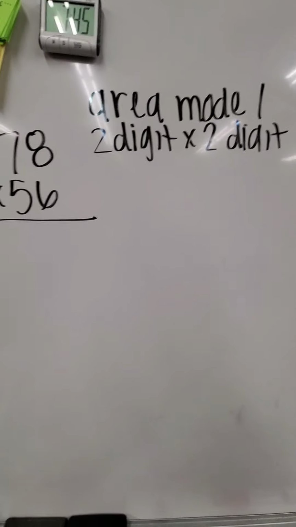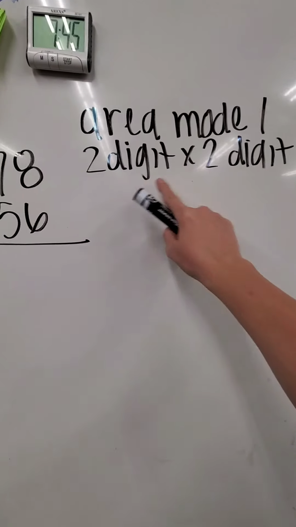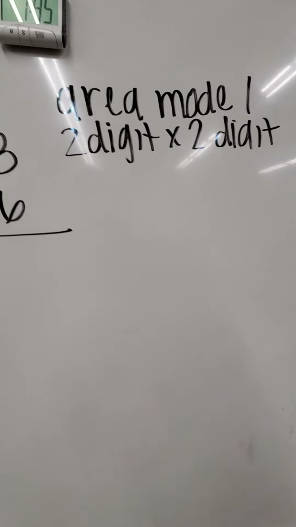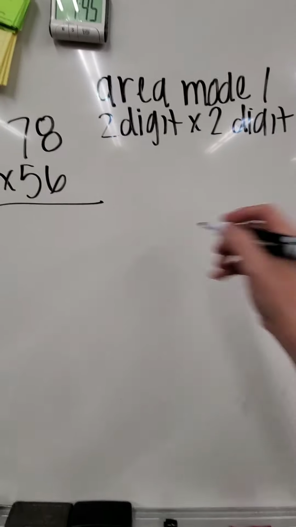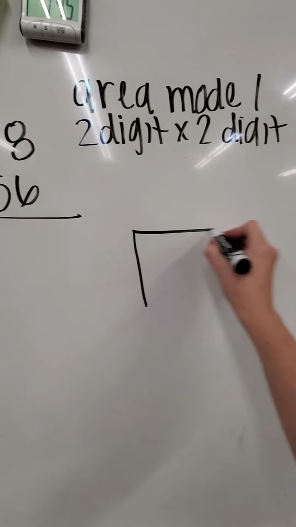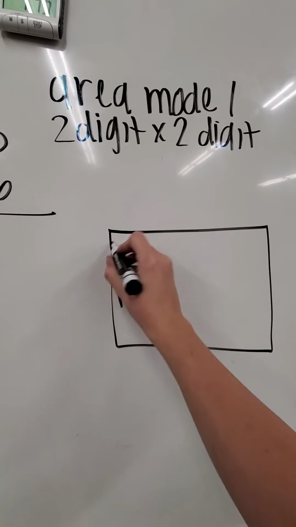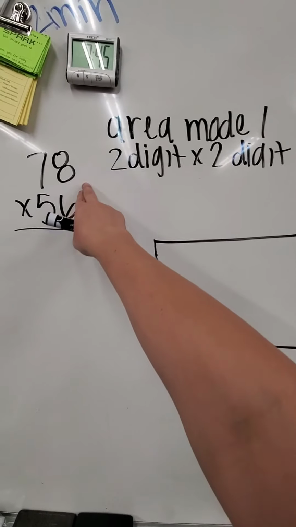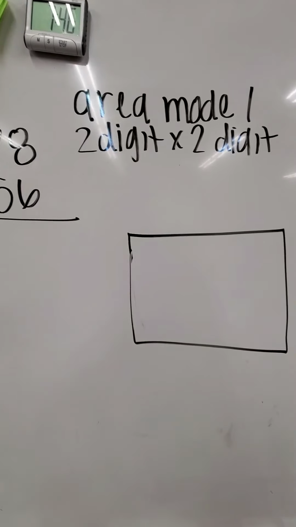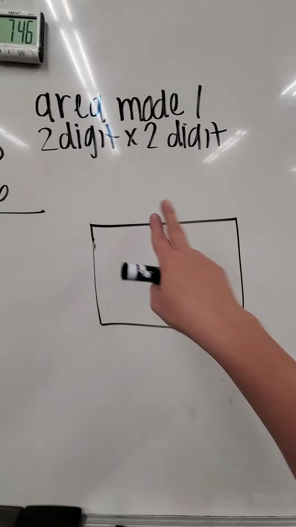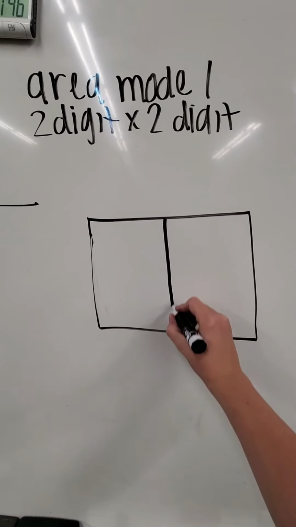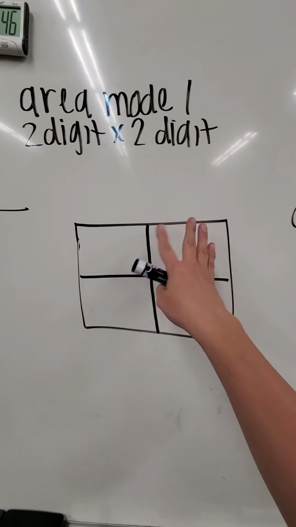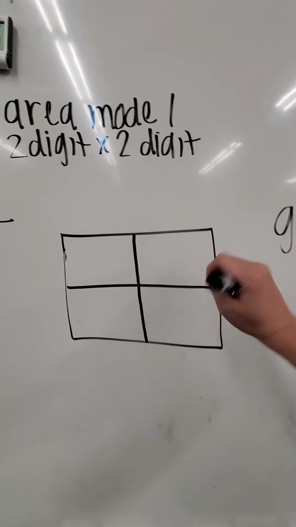This video will teach you about area model 2-digit by 2-digit multiplication. The first step in using an area model is to make the area model, which is just a rectangle. Then since we're doing two digits, I know that I need to have two columns on both sides. So I have two columns here and two rows here.